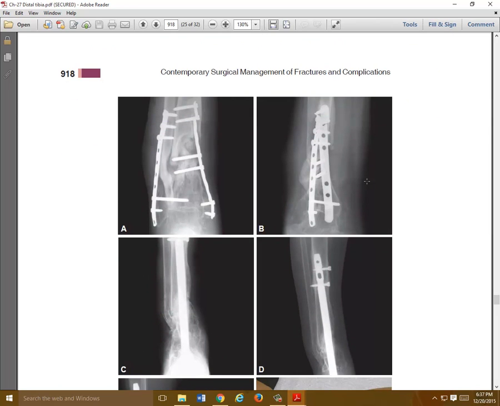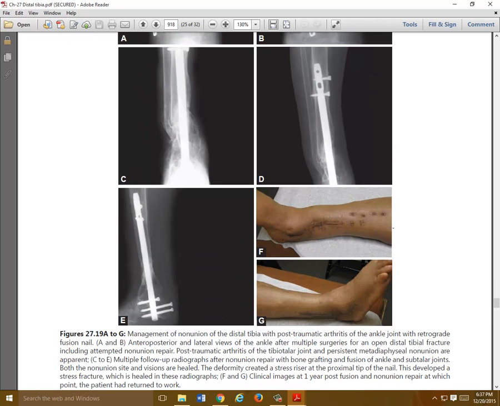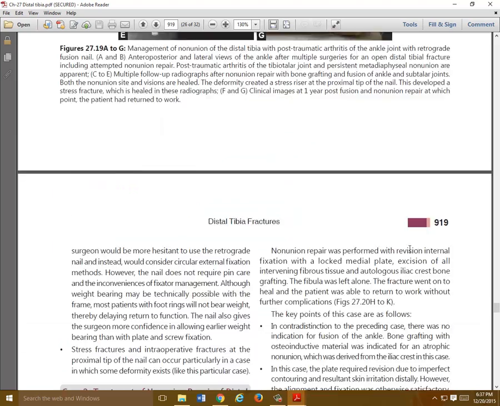Here's a case of a non-union broken plate. This is a very old case that had multiple surgeries before she got to this point, actually, with both arthrosis at the joint, non-union at the metaphyseal region, and multiple previous surgeries. She was actually treated with a hindfoot fusion nail, and the patient was finally able to ambulate and go back to work after many years of disability.